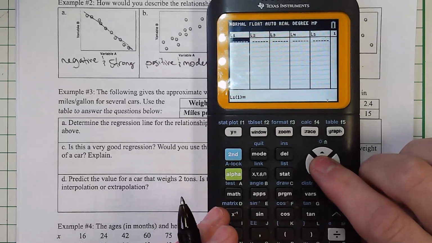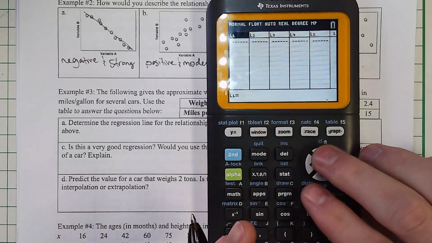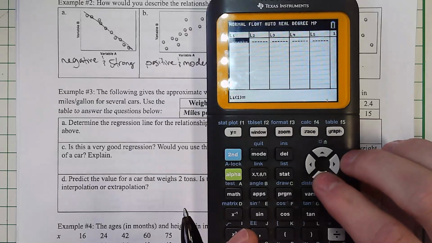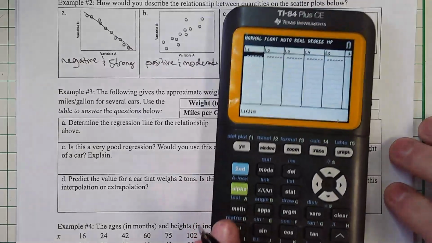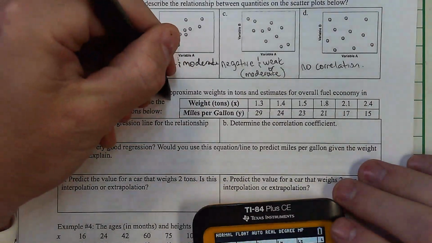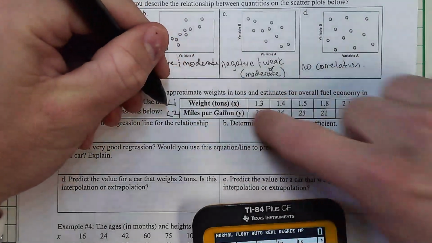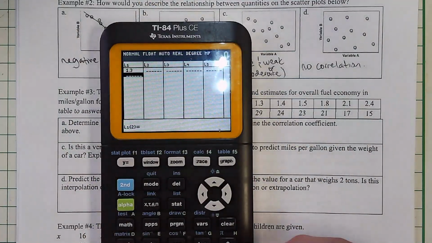My lists are blank. Do y'all have anything in your lists? If you do, you could go clear them out, but don't delete the list. You could go select the list, press clear, and press down. Okay. This is not that hard, but you're not used to doing this. Here's what you're going to do. In L1, you're going to put the weights in there. These are your X's. In L2, you're going to enter the miles per gallon. So I'm going to enter this in L1, 1.3.